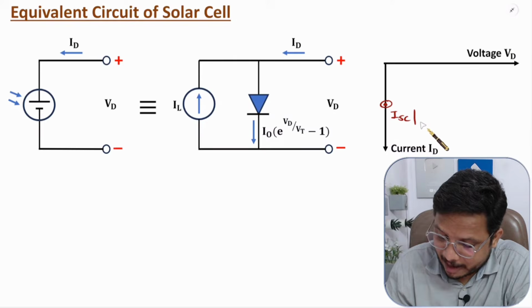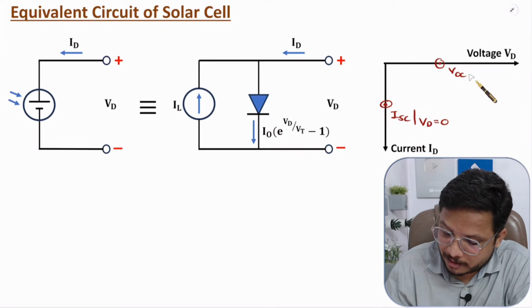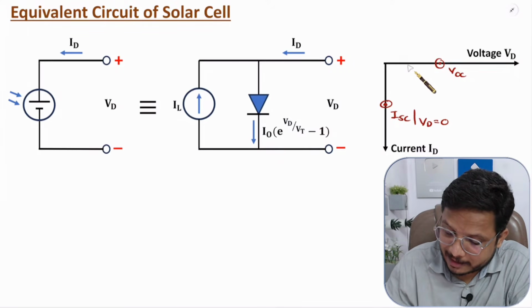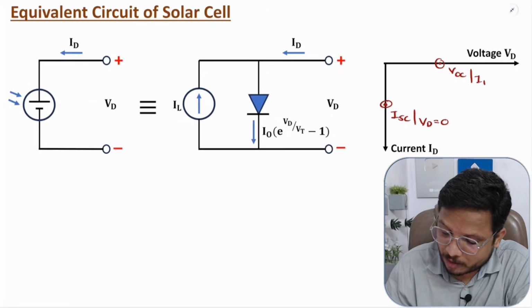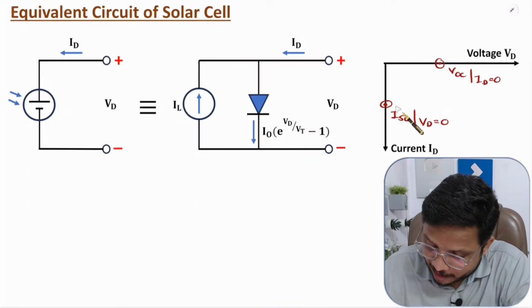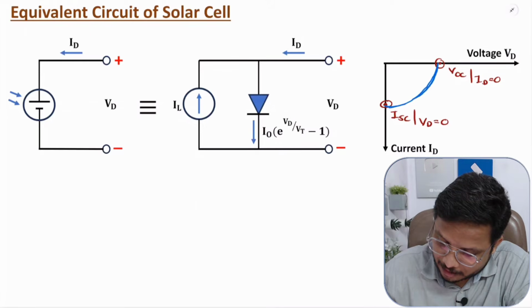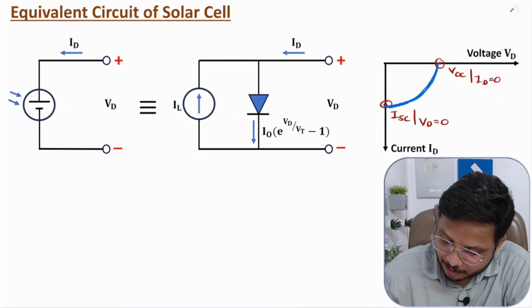So ISC is happening when VD is 0. And if you talk about this point, that is a point at which we are having open circuit voltage. Why? The reason is at this instant current is 0, so you can say ID is 0 over here, right? So VD is equal to VOC when ID is 0, and ID is equal to ISC when VD is 0, right? And I have told you the characteristic is happening like this. That is how the characteristic is happening.